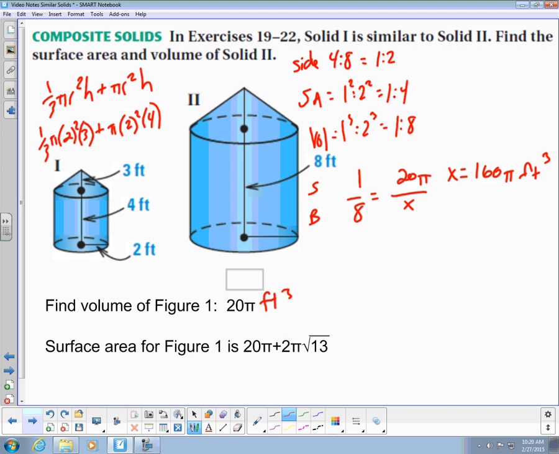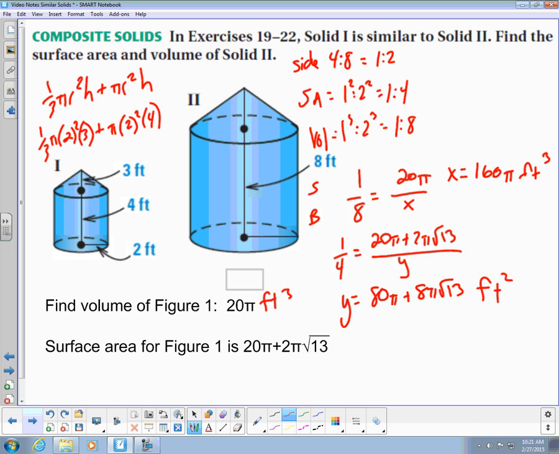Now, surface area. The surface area ratio is 1 to 4. The smaller one's 20 pi plus 2 pi square root of 13, all over my unknown, I'll just use letter y in this case. Cross multiply, so y is going to equal, distribute the 4, 80 pi plus 8 pi square root of 13. Of course, this is going to be feet squared because it's surface area. And there you have it. That is your answer for the surface area and the volume of the unknown figure.